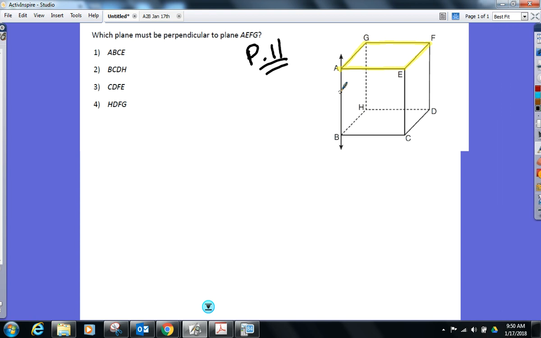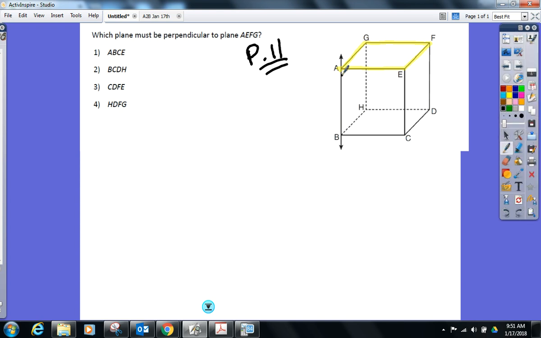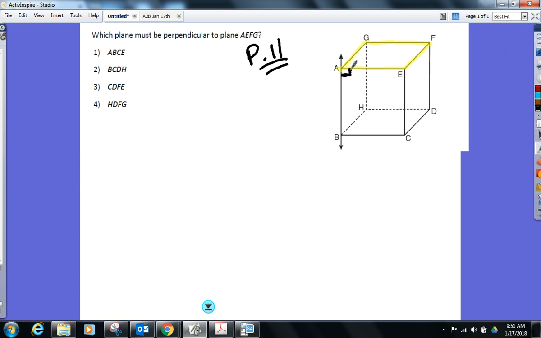I should have given you a right angle there. All right, you got me on that one. I should have put a right angle in for that one, or told you the line was perpendicular.